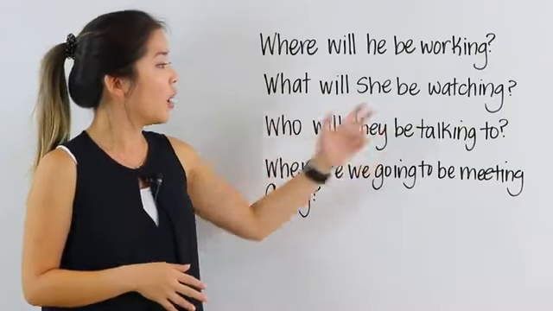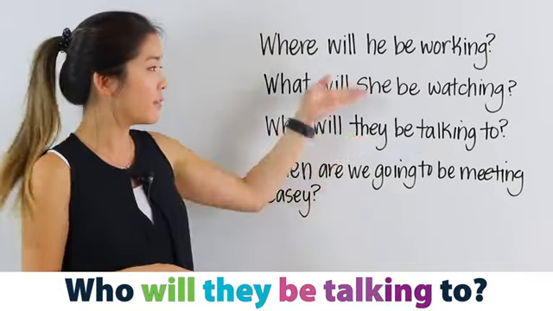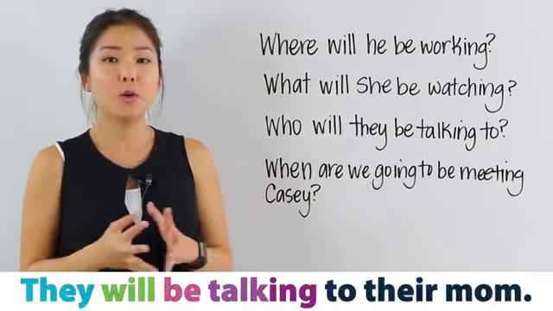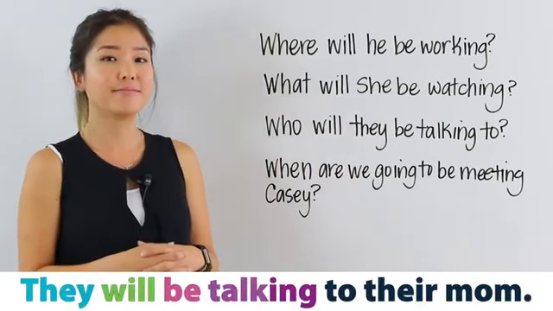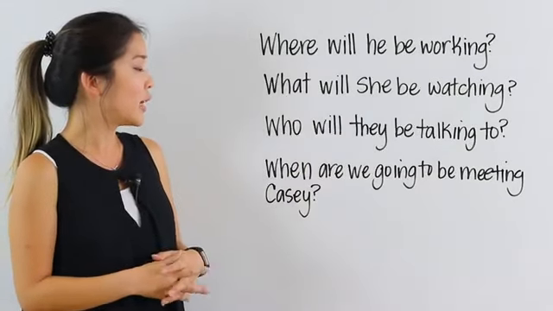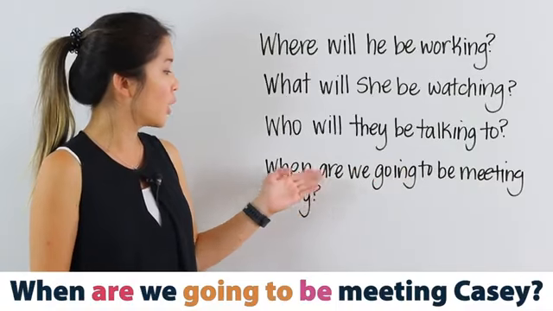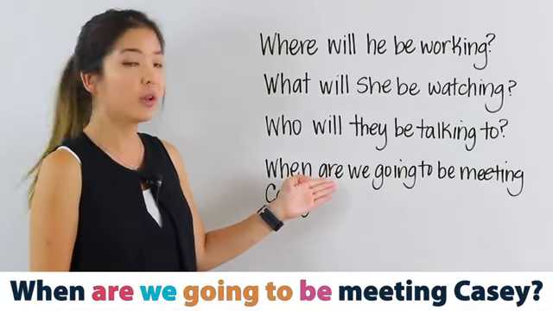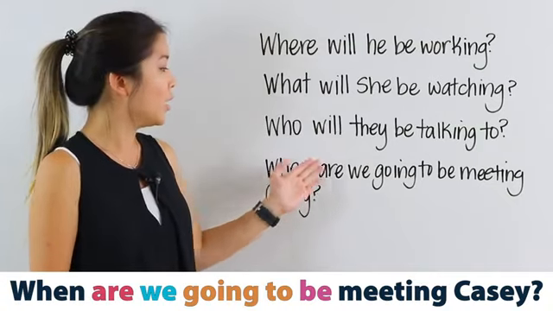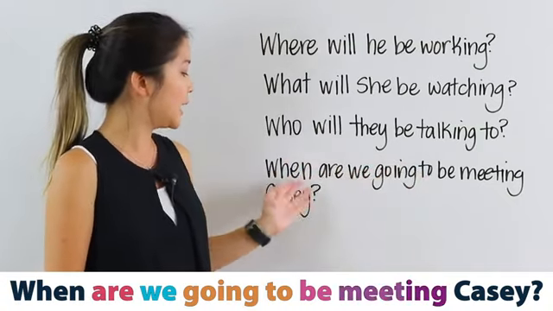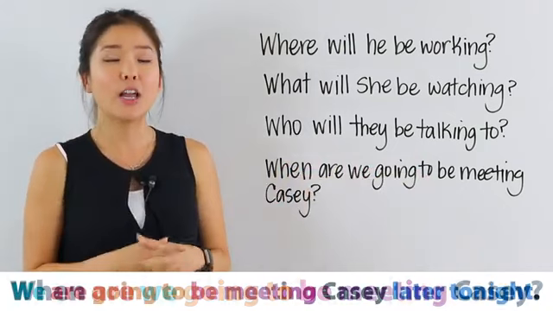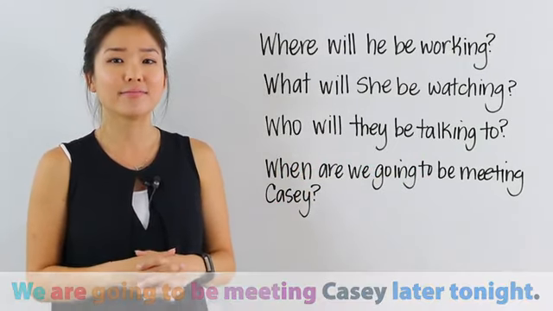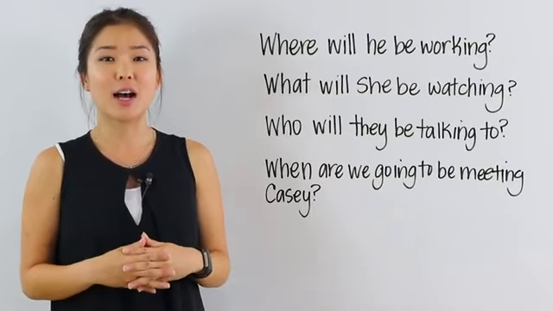Who will they be talking to? Again, very similar. To answer, I can say they will be talking to their mom. The last question has be going to be. When are we? Here, the subject is we, so we start with the be verb are. When are we going to be meeting Casey? I can say we are going to be meeting Casey later tonight. Good job, everybody. Let's move on.